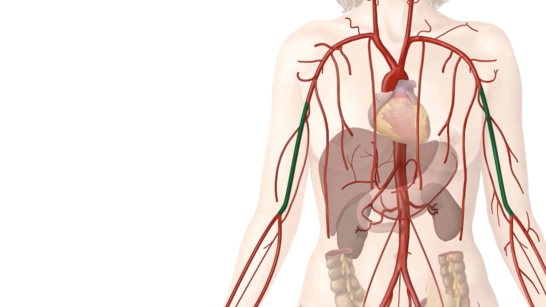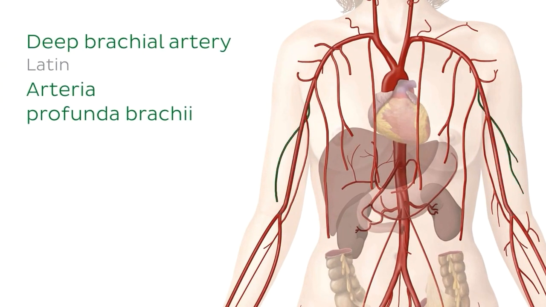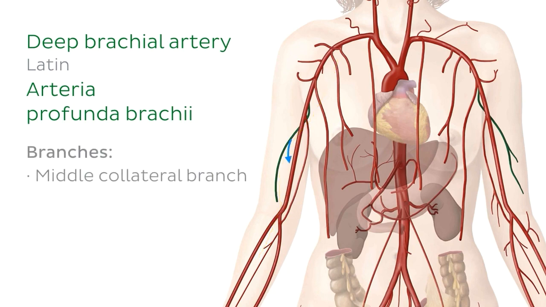The next artery we're going to be looking at is the deep brachial artery, which is a branch of the brachial artery. And this artery accompanies the radial nerve along its course, and you can see the radial nerve highlighted in yellow. It passes between the medial and long heads of the triceps brachii muscle, which it supplies, and continues within the spiral groove of the humerus bone, after which it divides, giving off the middle collateral branch and radial collateral branch. And you can see both of those on our image.